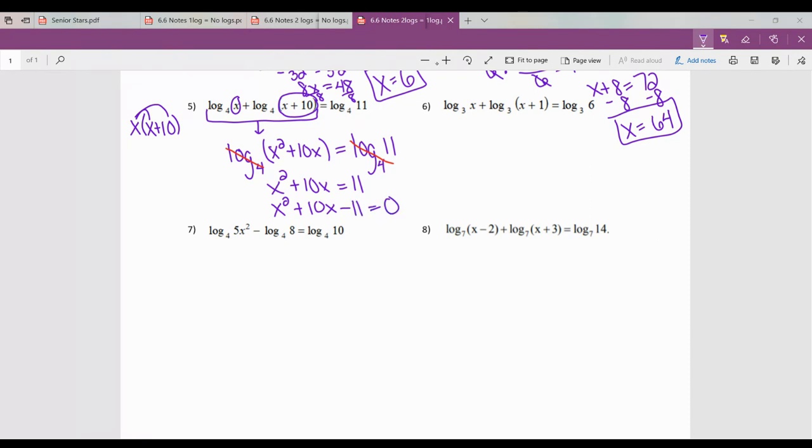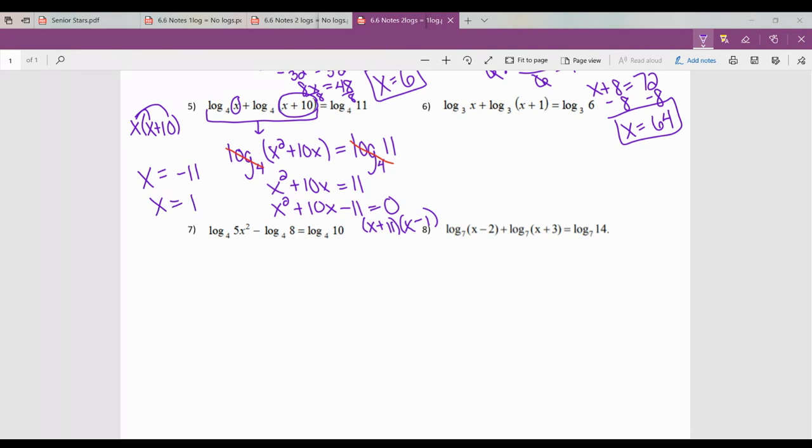My factors of 11 that subtract to give me 10 are 1 and 11, plus 10, plus 11 minus 1. So x is going to equal negative 11 and positive 1. Now, do they both work?